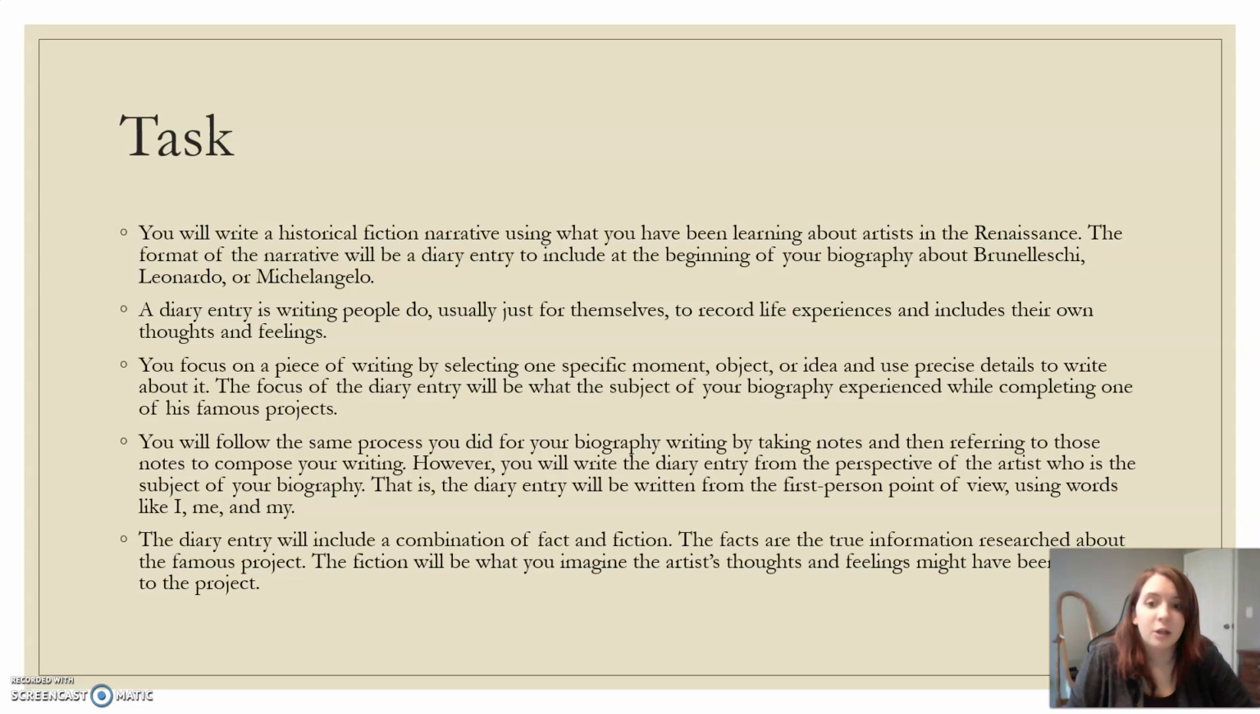So the diary entry is going to include a combination of fact and fiction. Remember, facts are things that are true. Fiction is things that are made up in your mind. Some of the things that you're going to write about in those diary entries are facts, things that actually happened to those people because you've read about it for your biography. But some of it's going to be things that you're going to create in your own head. What would they be feeling at that time? What would they be thinking? And you're going to be able to create those moments for your own diary entry.